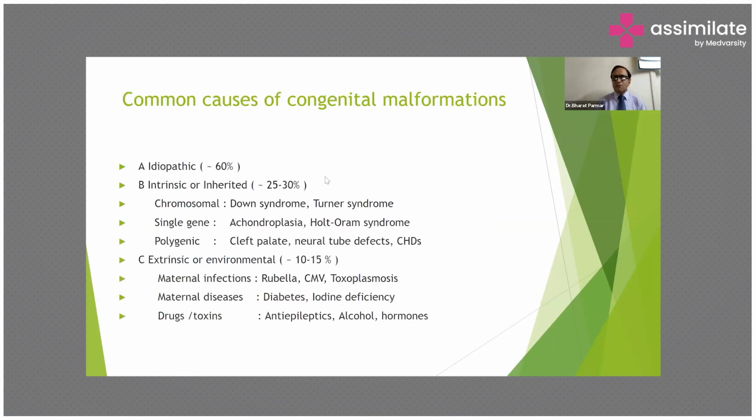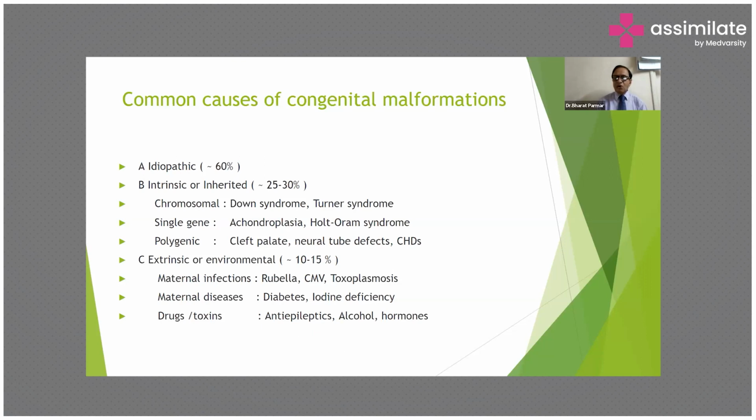Common causes of congenital malformation. 60% of congenital malformations are idiopathic. Due to intrinsic or inherited causes, there is 25 to 30%. Chromosomal abnormality, that is Down syndrome and Turner syndrome. Single gene, that is achondroplasia and Holt-Oram syndrome. Polygenic, that is cleft palate, neural tube defect, and congenital heart disease.